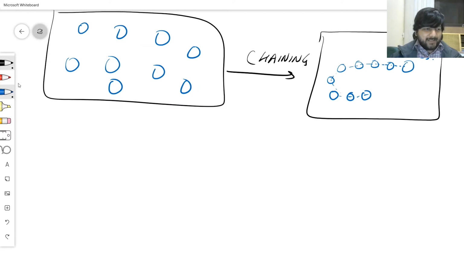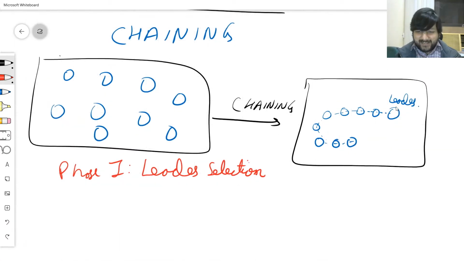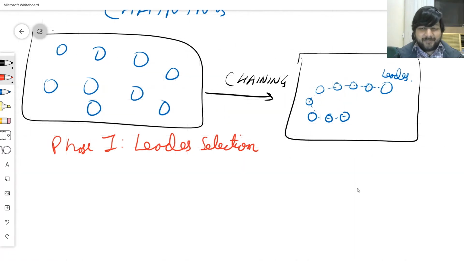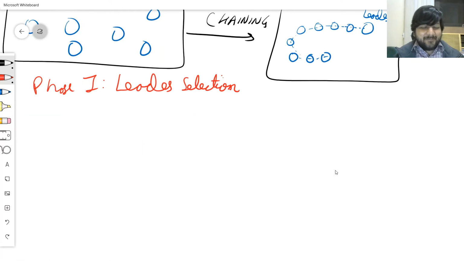Let's have phase one, and phase one is leader selection. Now I said that you don't have a leader in a swarm, and now I'm doing leader selection, but in a chain there is a leader. So I'm not going away from my assumptions, I'm just saying that the term chain defines a leader, so I'll have to make one.